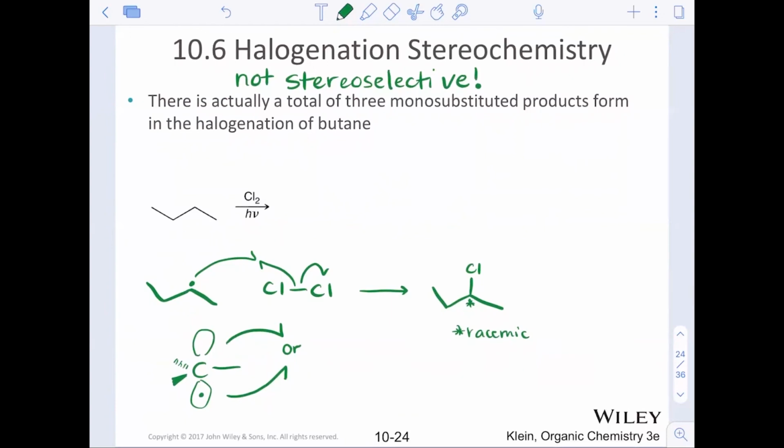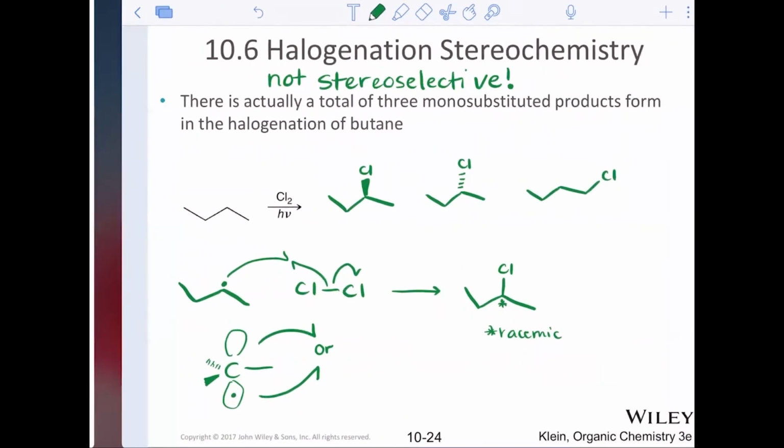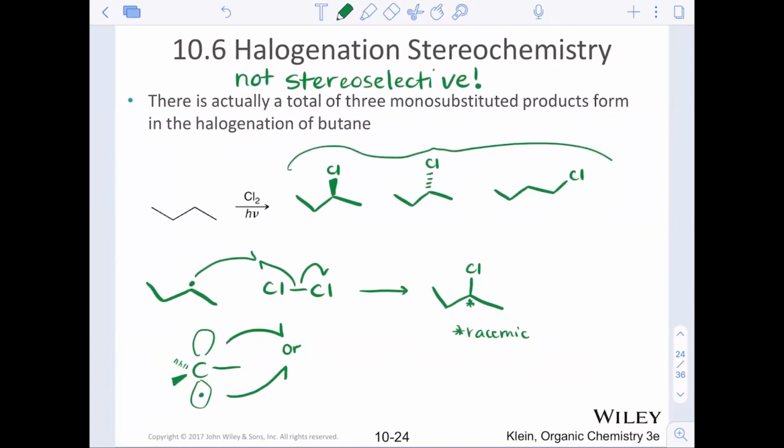So looking at our actual products here, we will make two secondary alkyl chlorides and one primary alkyl chloride. 3 products total.